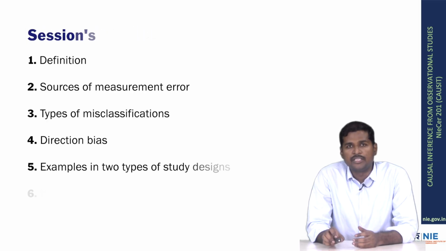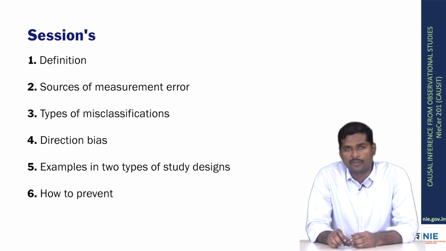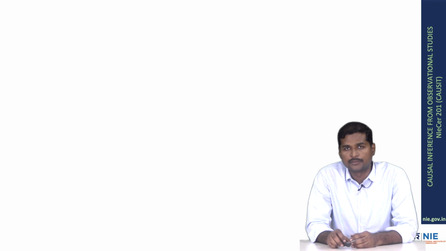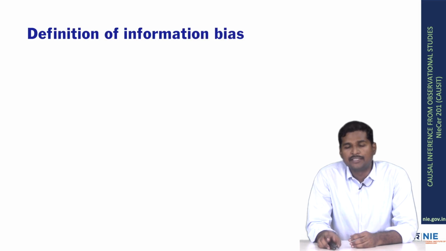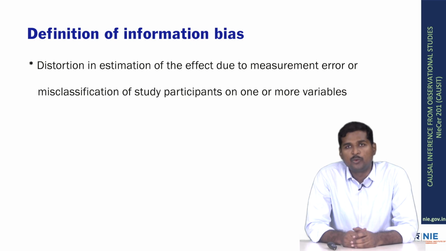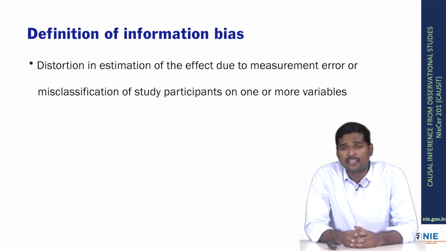Today, we are going to see what is the definition of information bias and what are the different sources of such information bias. So, formally, information bias is defined as the distortion in the estimate of the effect due to measurement error or misclassification of study participants on one or more variables. Now, what does that mean in real life?